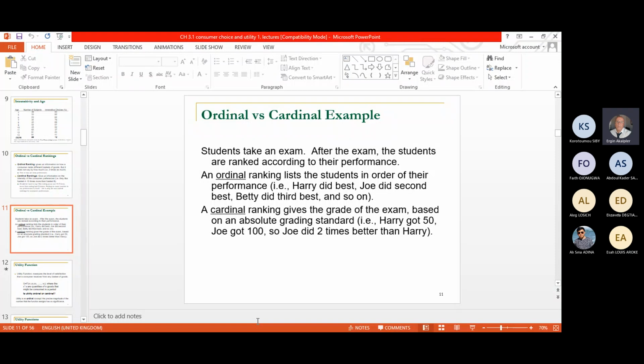And with cardinal, you are going to put the numbers now. Cardinal ranking gives the grade of the exam based on absolute grading standards. Harry got 50, Joy got 100, and Joy did better than Harry, you may say.